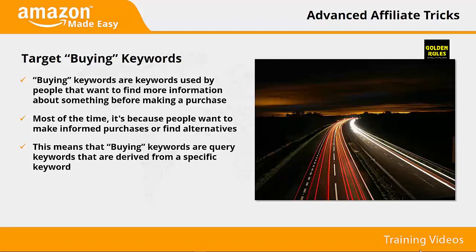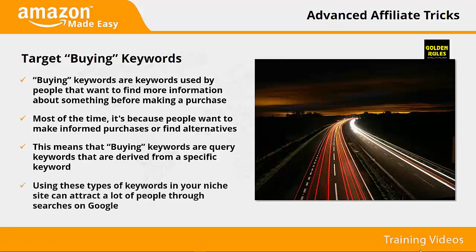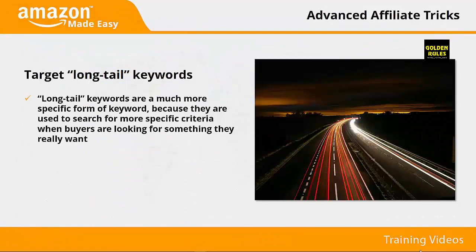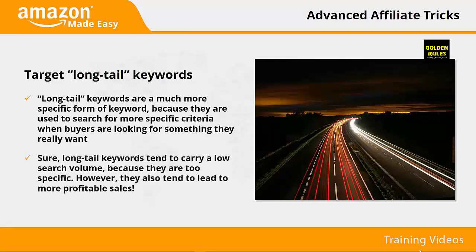These types of keywords are important because people using them are ready to make a purchase the majority of the time. Using these types of keywords in your niche site can attract a lot of people through searches on Google. Target long-tail keywords. Long-tail keywords are a much more specific form of keyword because they are used to search for more specific criteria when buyers are looking for something they really want. Using the blue smartphone example, long-tail variations of said keyword can be best blue smartphone 2016 or blue smartphone audio file. Sure, long-tail keywords tend to carry a low search volume because they are too specific. However, they also tend to lead to more profitable sales.